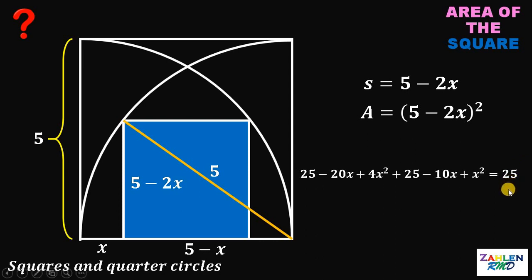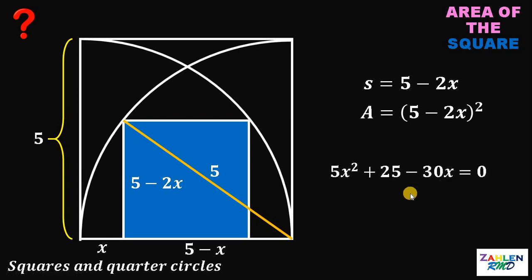Now, let's subtract 25 on both sides. So, the right-hand side must be equal to 0. Now, let's combine like terms. Negative 20x and negative 10x will give us negative 30x. Now, 4x squared and x squared will give us 5x squared. Now, let's rearrange some terms a little bit, and then let's divide all terms by 5. This will give us x squared minus 6x plus 5 equals 0.